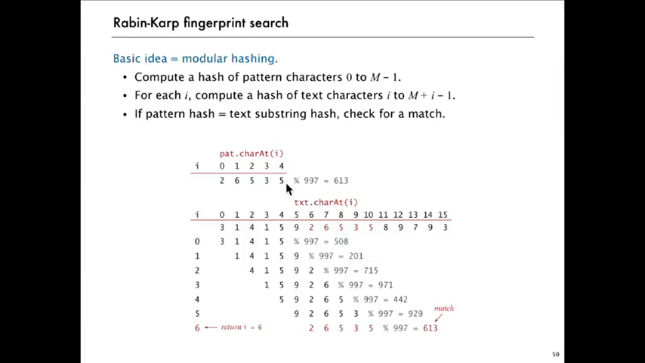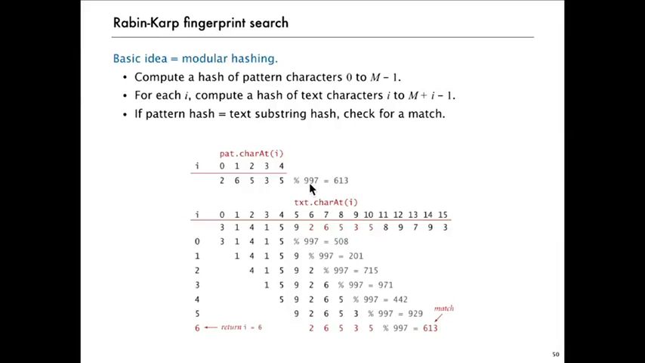And modular hashing is just: take a big prime and compute the remainder when you divide your number by that prime. So in this case, 613 is the remainder that you get when you divide 26,535 by 997. So you can check that. And so that's what we're going to use as the hash function. And this type of hashing is widely used. You have a prime number. We talked about it when we talked about hashing.